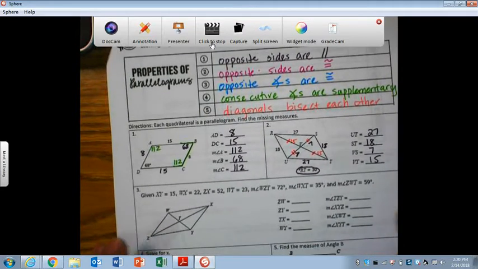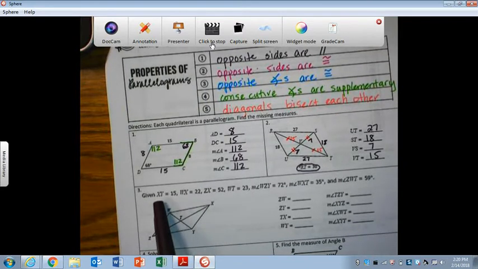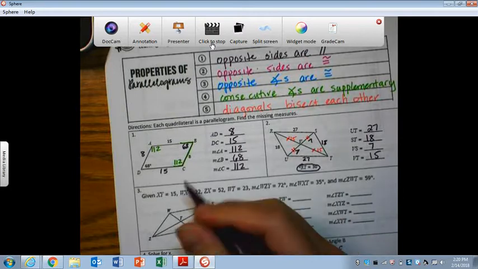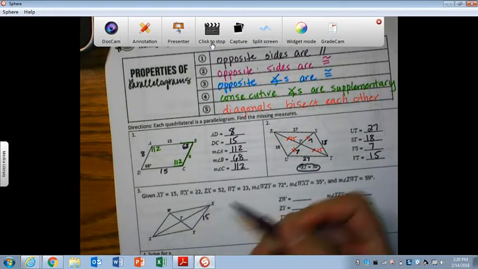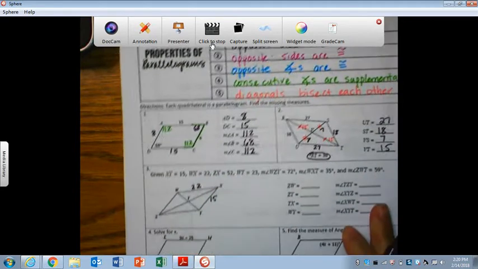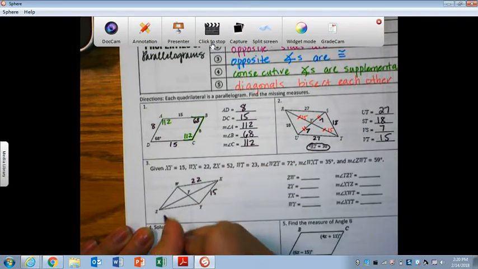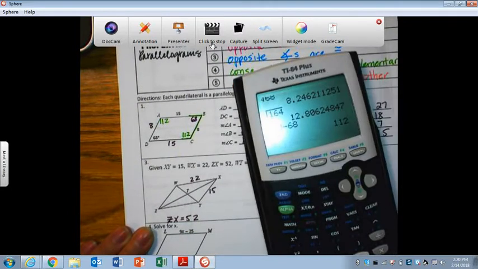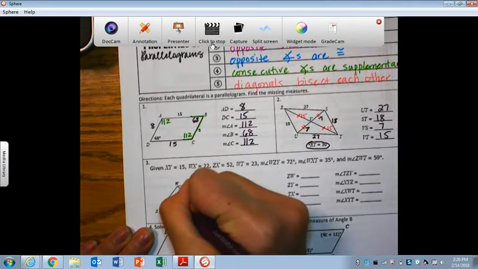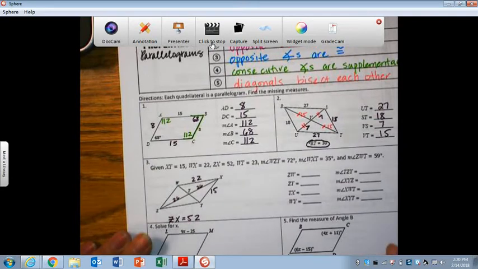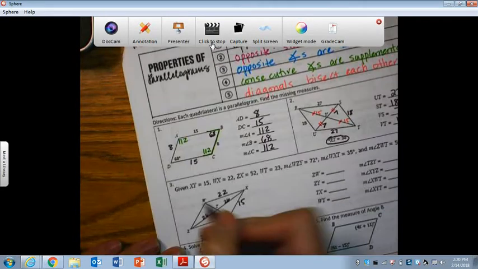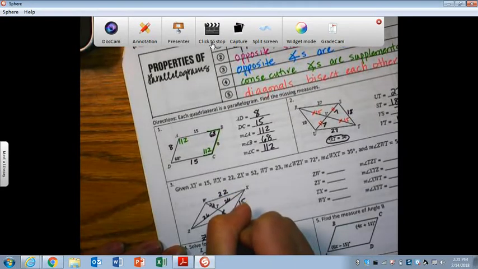Alright, let's go on to a bigger example. So number 3, it says given XY is 15, so we put that in. WX is 22, ZX is 52, so that whole thing is 52. Well, I want to split that in half, so I'm going to go 52 divided by 2, that's going to be 26, so right here this is 26, that's 26. And then WT is 23, right here, so I know this is also 23.